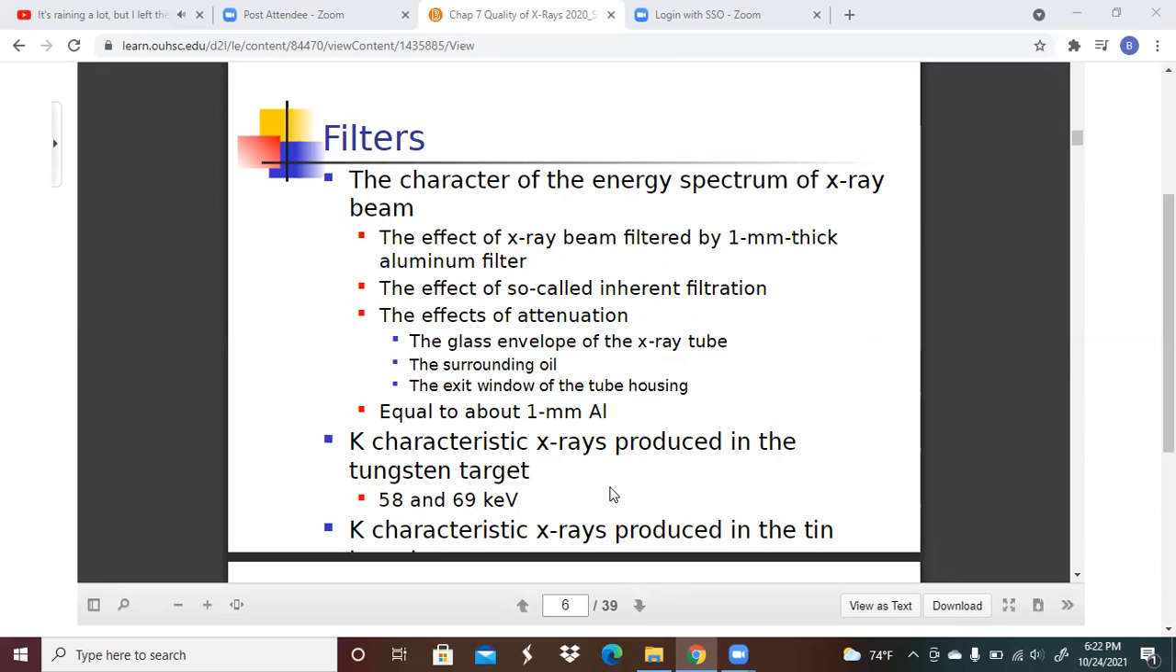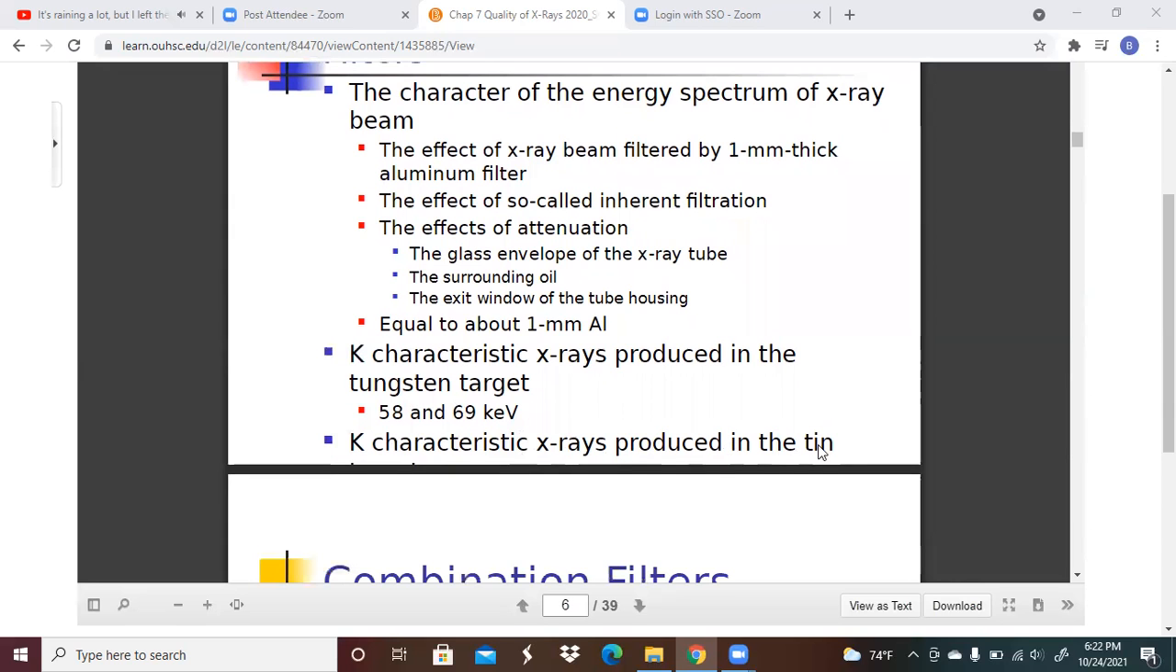So the K characteristic X-rays produced in the tungsten target, you're looking at about 58 and 69, which I think we have already covered in a previous chapter. And then we have K characteristic X-rays produced in tin.